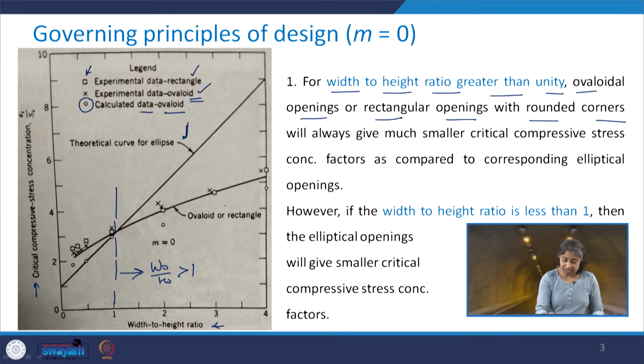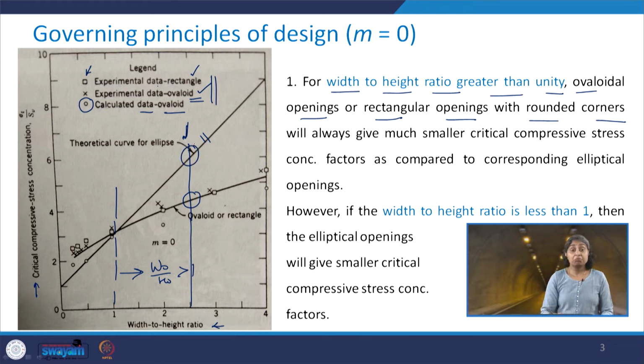You take a look here in this figure, see this is the theoretical curve for the ellipse, and if you just try to draw a smooth curve with respect to these experimental data, then you will see that you take any value of width to height ratio, let us say. Then corresponding to this, the stress concentration factor for ovaloid or rectangle shape is this, and for ellipse it is much larger than this particular value.